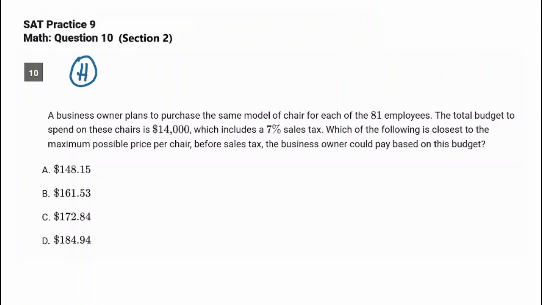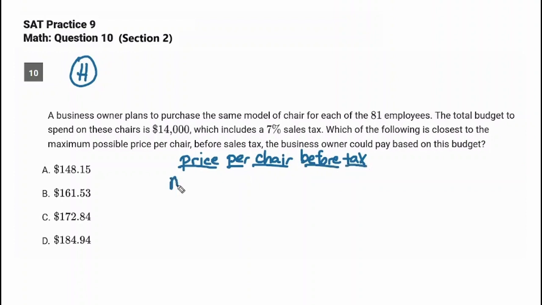Guys, this is a plug in the answer choices problem. How do you know? It's a story problem. It's asking for a specific thing, price per chair before sales tax, and you have a strange and inexplicable urge to set up an algebraic equation. When those things happen, you can plug in the answers. When you plug in the answers, you want to be very clear on what you're looking for. What are we looking for? We're looking for the price per chair before tax.